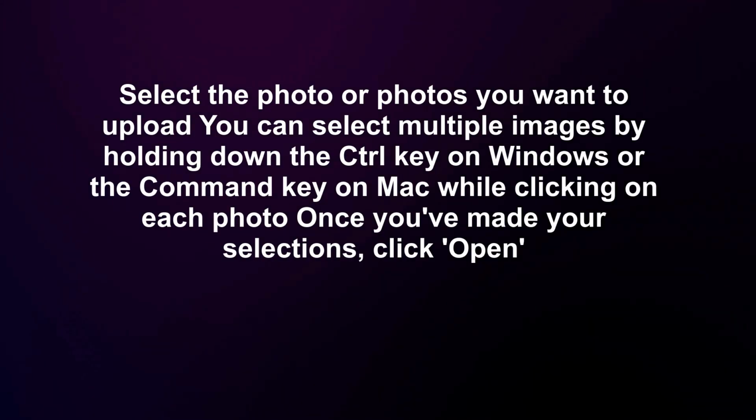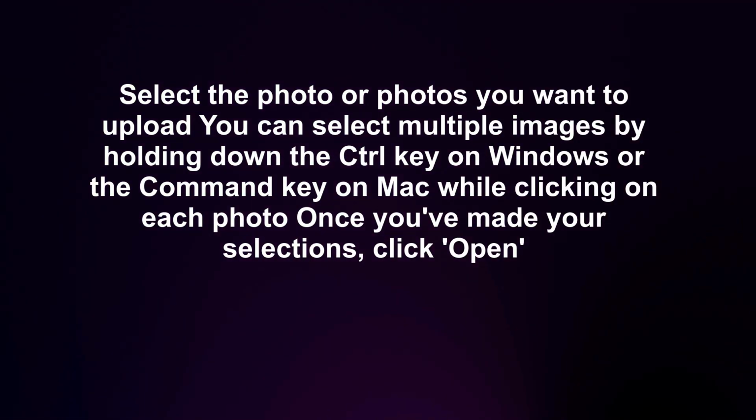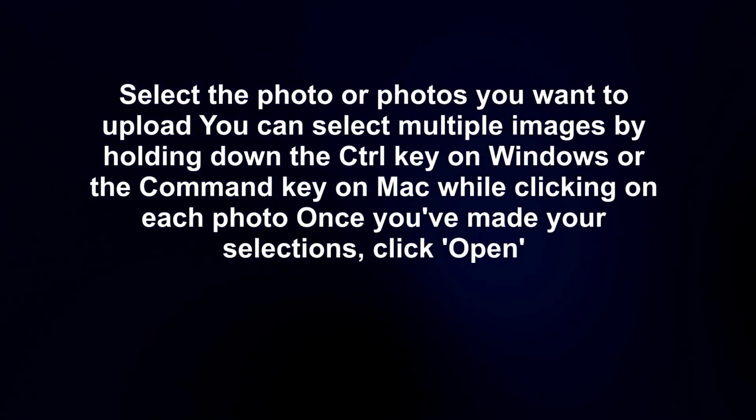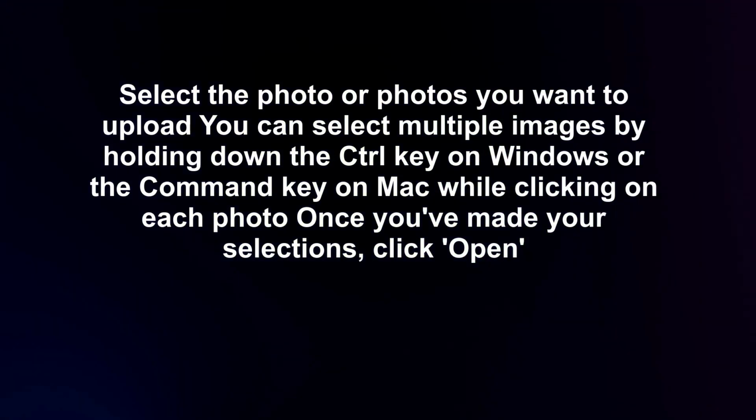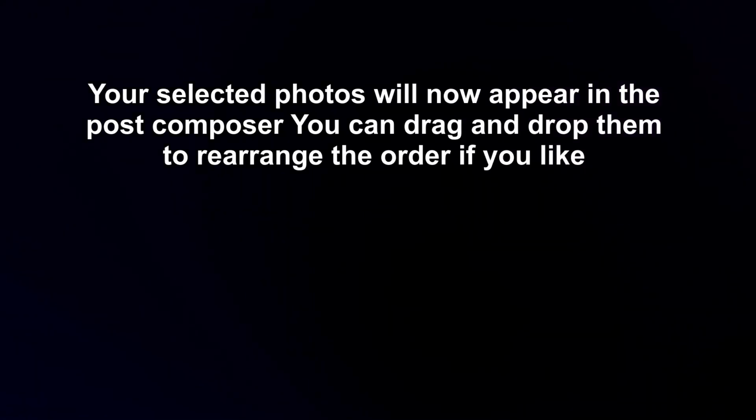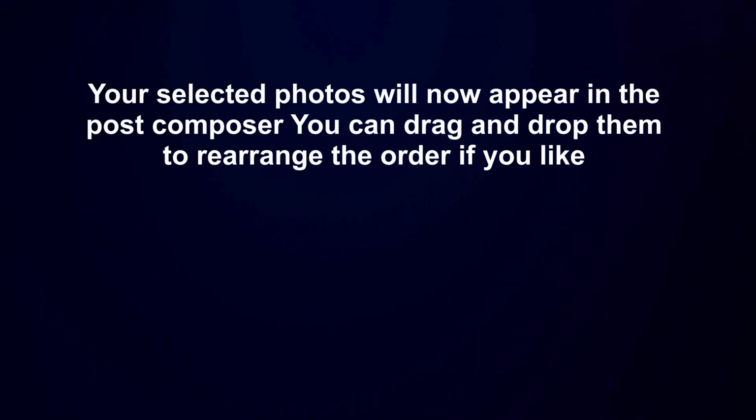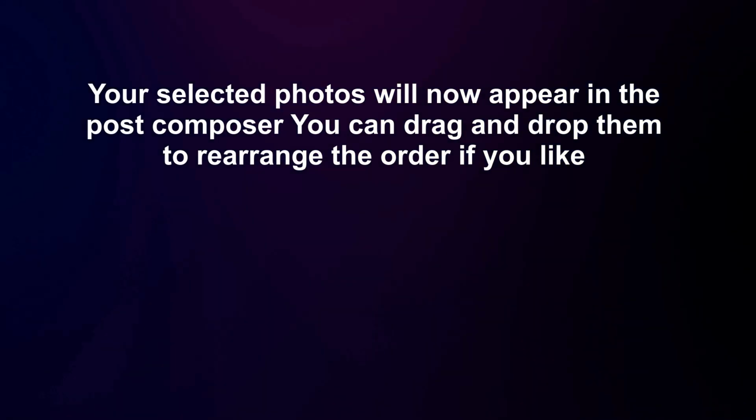You can select multiple images by holding down the Ctrl key on Windows or the Command key on Mac while clicking on each photo. Once you've made your selections, click Open. Your selected photos will now appear in the Post Composer. You can drag and drop them to rearrange the order if you like.